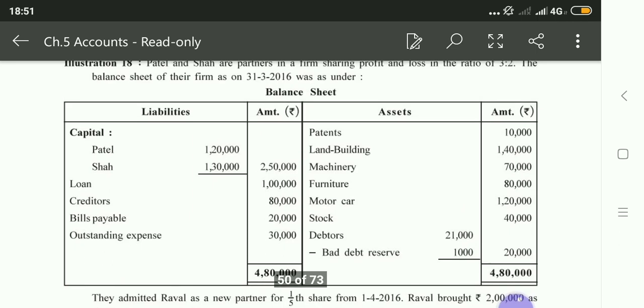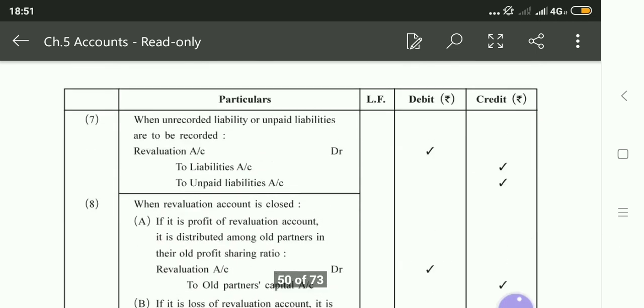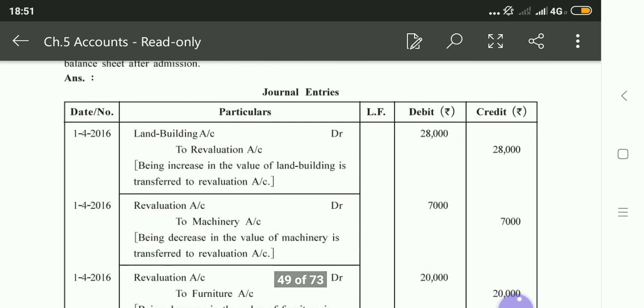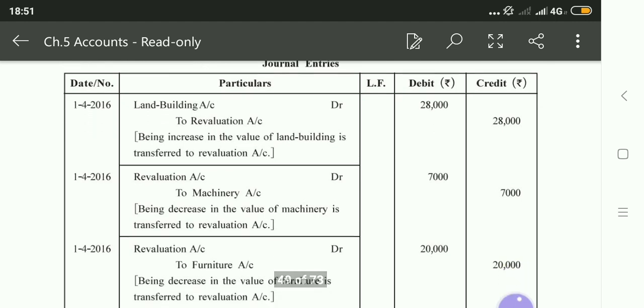So you can see here, let us move to the journal entries. Here I can see land and building account debit, asset is always debited, and also the value of an asset has increased here. So land and building account debit 28,000 to revaluation account 28,000. Revaluation account has been credited because the value of an asset has increased.